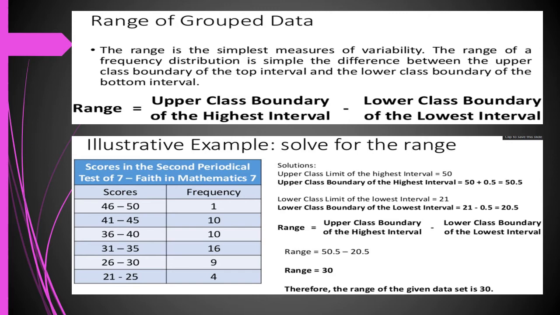So, solution, from the data set given: the upper class limit of the highest interval is equal to 50. Upper class boundary of the highest interval is equal to 50 plus 0.5, which is equal to 50.5. Lower class boundary of the lowest interval is equal to 21 minus 0.5, which is equal to 20.5. Range equals upper class boundary of the highest interval minus lower class boundary of the lowest interval. So 50.5 minus 20.5 is equal to 30. Therefore, the range of the given dataset is 30.